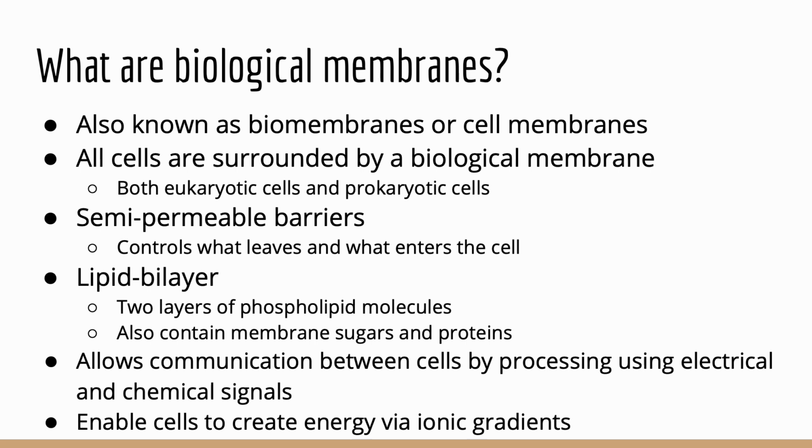In addition to the bilayer, membranes are also made up of sugars and proteins. Membrane proteins provide structure for the biological membranes and also help materials flow through the membrane. Unlike the proteins, sugars are only found on one side of the biological membrane. Biological membranes enable cells to send and receive messages from other cells using chemical and electrical signals. Another function of biological membranes is that they allow cells to create energy via ionic gradients.